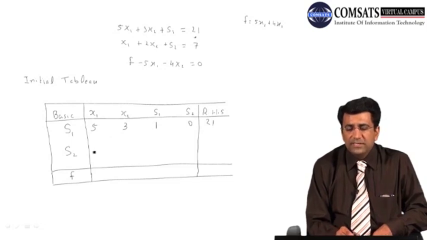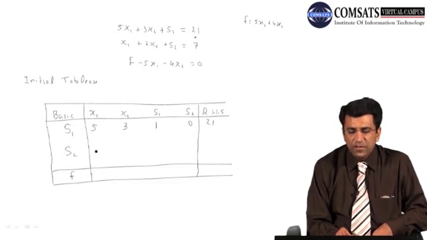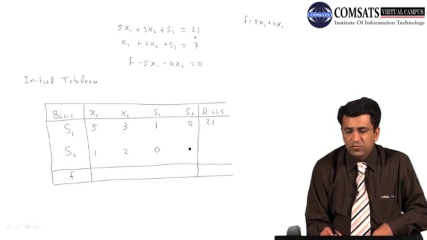Now let's take the second equation. The coefficients of the second equation will be 1, 2, s1 is equal to 0 because there is no s1 in the second equation, and the s2 coefficient is 1, and the right hand side of the second equation is 7.